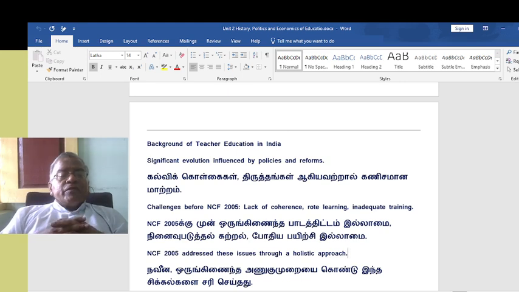The significant evolution influenced by policies and reforms. Then challenges before NCF 2005. Lack of coherence, rote learning, inadequate training.